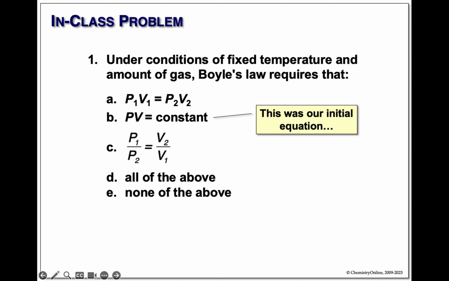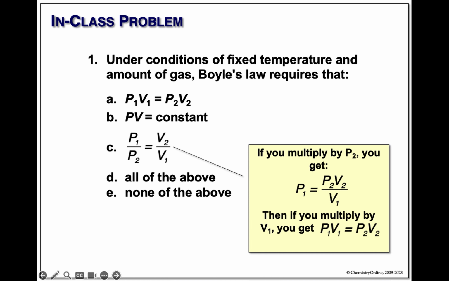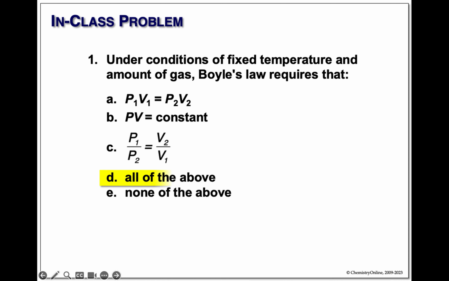How about this silly thing? If you take this, multiply both sides by V1, and then both sides by P2, what do you get? V1, V1, P2, V2. Yeah, that's the same as this. They're all the same, and they're all correct.